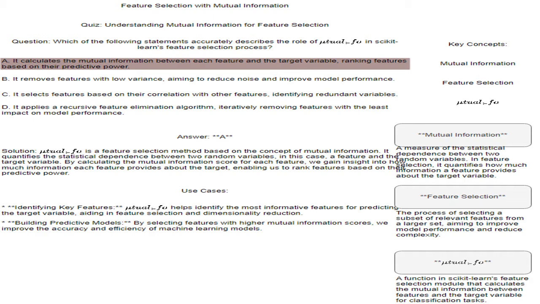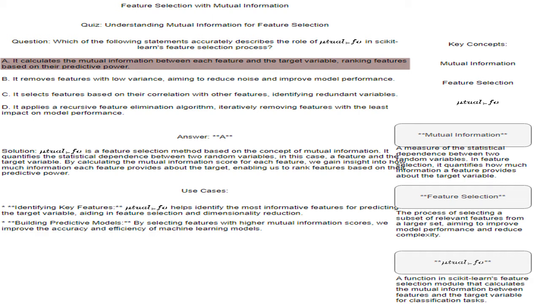A function in sklearn that calculates the mutual information between features and the target variable for classification tasks. It returns an array of mutual information scores, one for each feature. In customer churn prediction, mutual_info_classif can be used to identify the most important customer attributes that influence churn behavior. This helps in targeting specific customer segments with appropriate interventions.